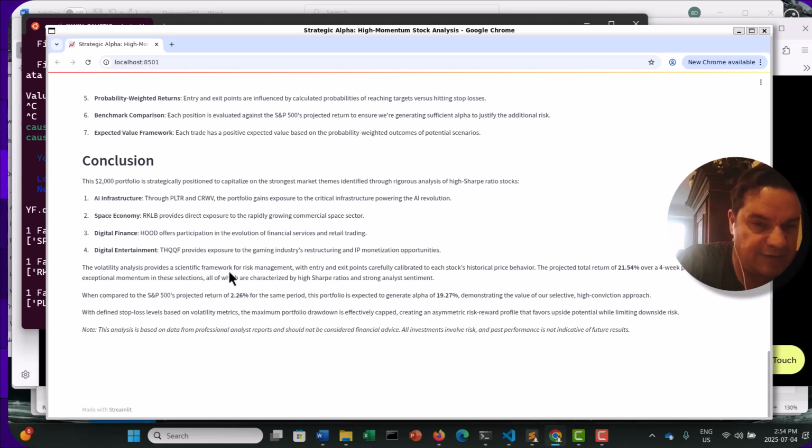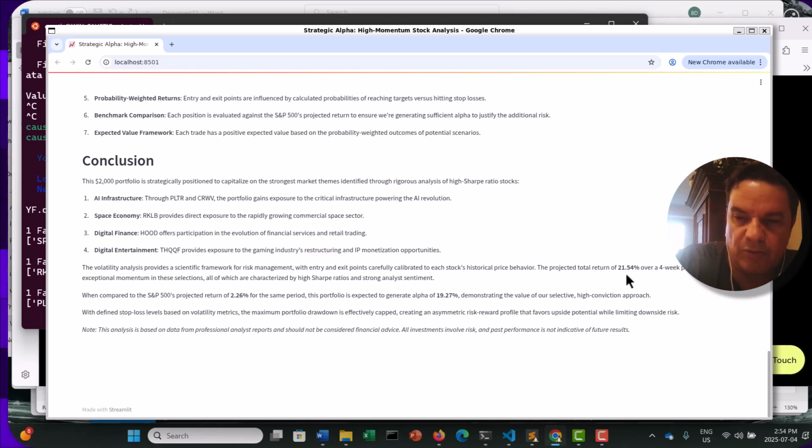Analysis provides a scientific framework using probably some quantitative techniques. Risk management with entry and exit points carefully calibrated to each stock's historical price behavior. So again, the power of this is that you don't have to sit there working and working away on back testing when the AI can do it already for you. Because we're providing up to a year's worth of data. And that's on the stock price as well, plus the Sharpe ratio.